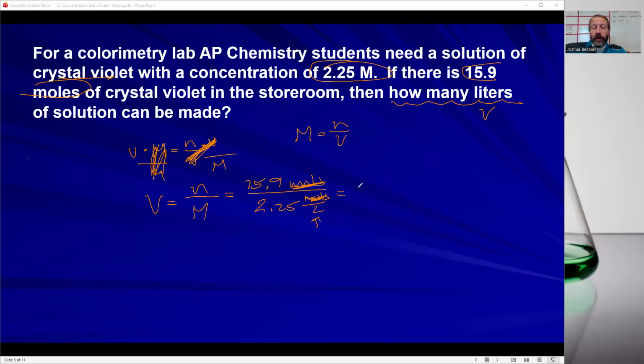Okay. Now, by the way, I started with 3 sig figs there and 3 sig figs there, so I'm going to go for 3 sig figs here. 7.07. And the label that didn't cancel is the liter. So there we go. There's my liters, the solution. I can see it really is that easy. Maybe the hardest part is just solving for the V in the first place. Okay. All right, so that's how molarity is calculated.